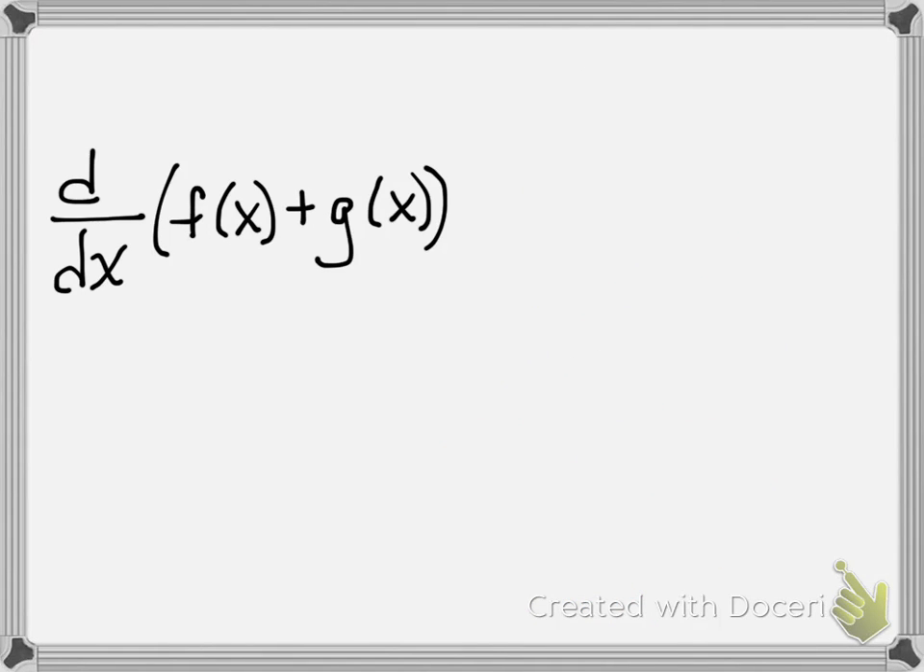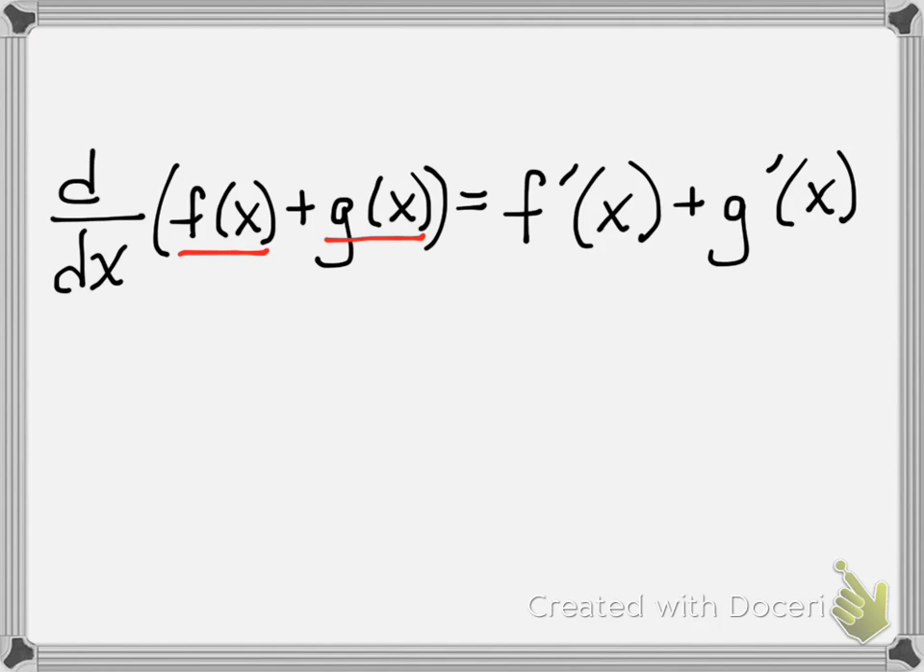And our last rule is the derivative of two functions that I'm adding together. If you want to take the derivative of a sum of two functions, it is just the derivative of the first one plus the derivative of the second one. So the derivative of f of x plus g of x is f prime of x plus g prime of x. In subsequent videos, I'll do examples of each one of these derivative rules.